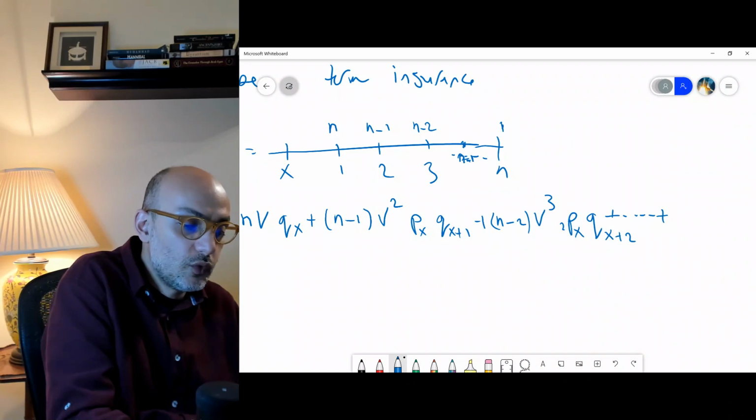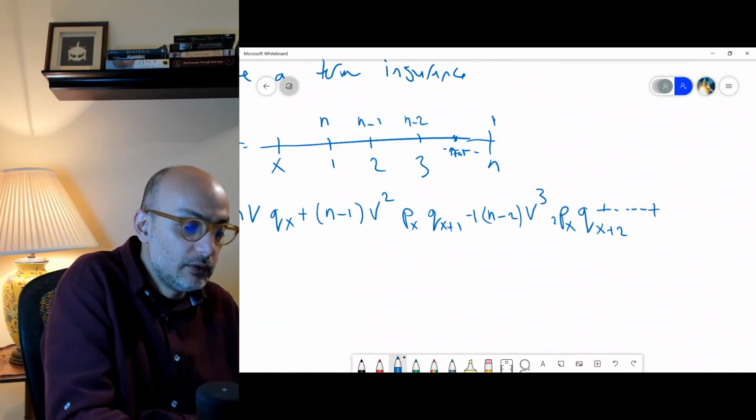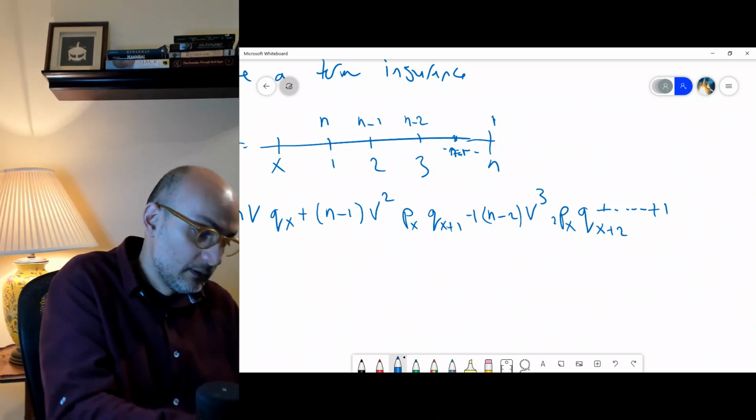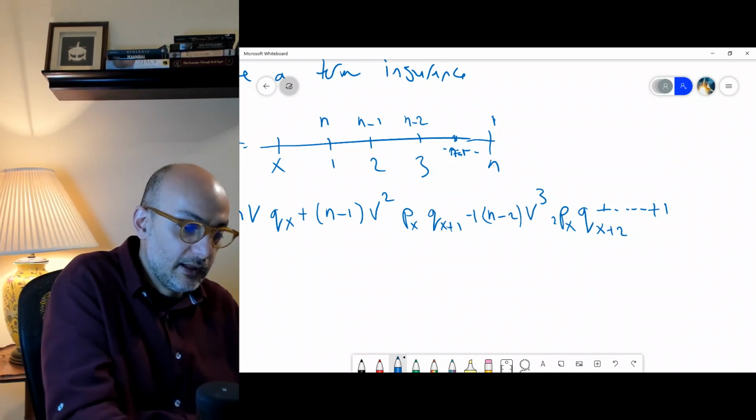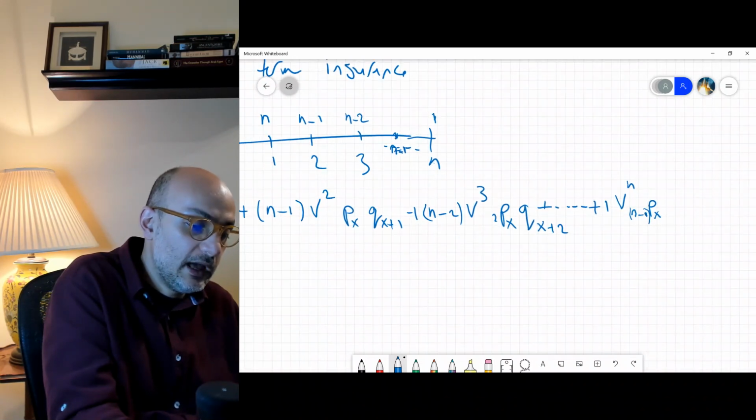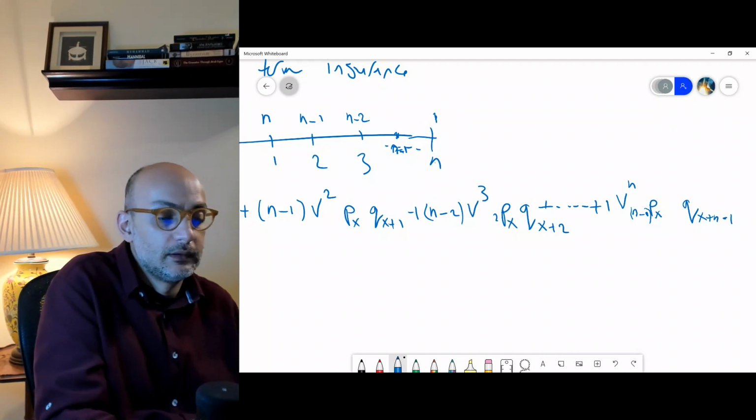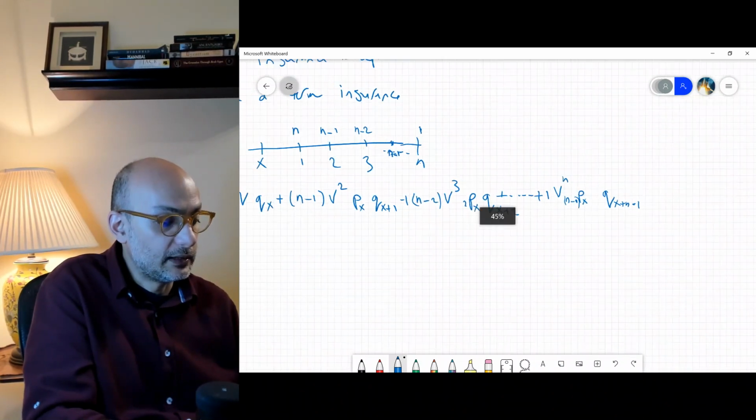Now the last benefit, instead of n minus 2, now you exceeded everything, it will be 1, the last one. Now v to the n, because 1 is paid at n, v^n, right? And now you need to survive n minus 1, and death happens at qx plus n minus 1. Right? This is how the relationship will look.